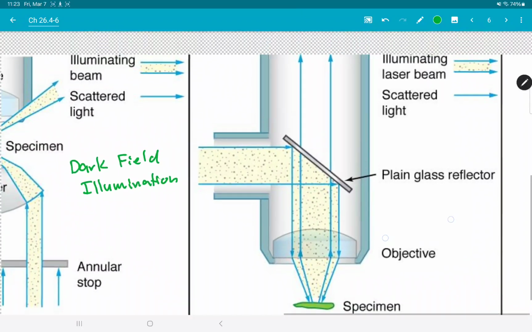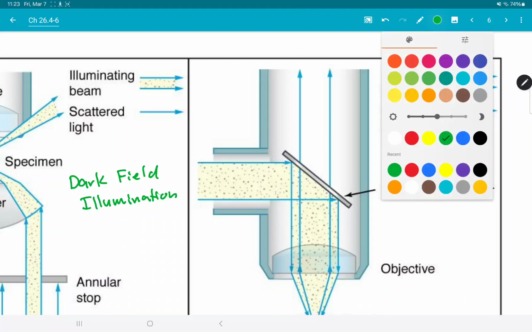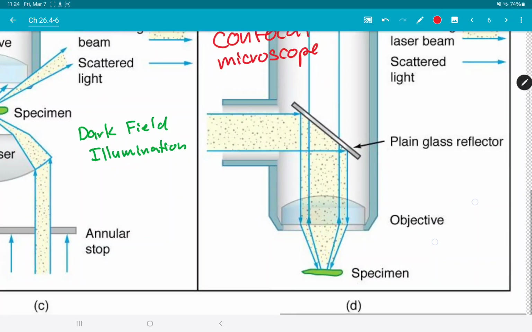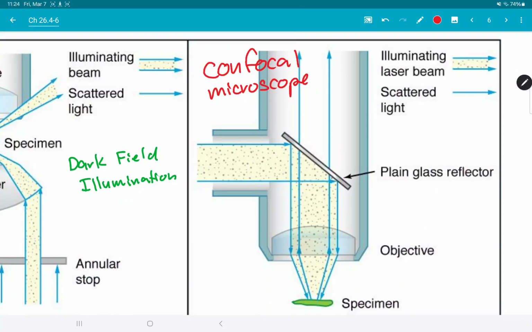And then we have my favorite, because this is the kind of microscope that I used in my research. This is a confocal microscope. So, confocal. It means that the light that's traveling to the sample and the light that's coming from the sample travel the same path.